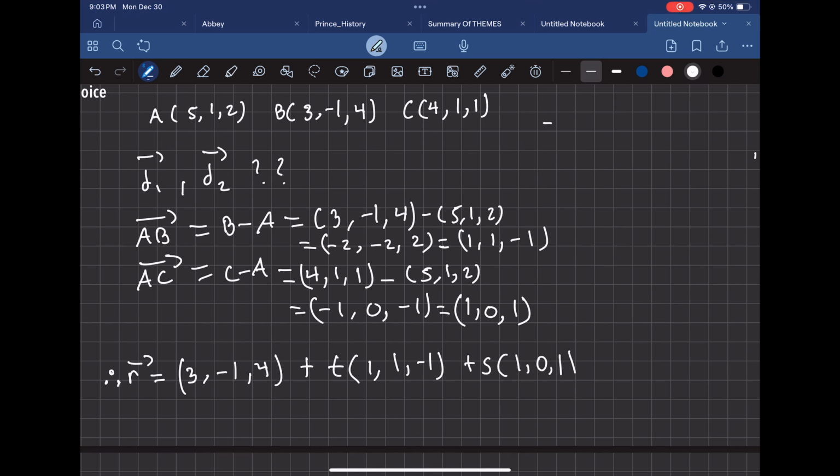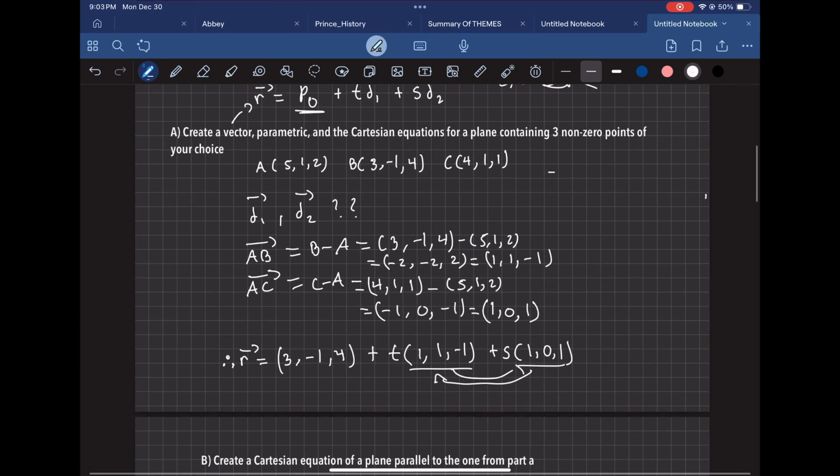Now it doesn't matter in which order you put these, as long as you put them, because these are just variables that compress or stretch the direction vector, so it doesn't matter in which order as long as you're putting them in the first place. So that is our vector equation.